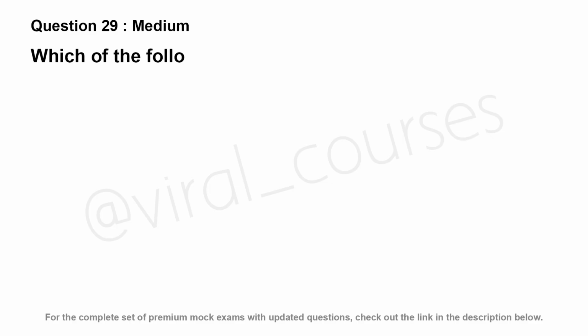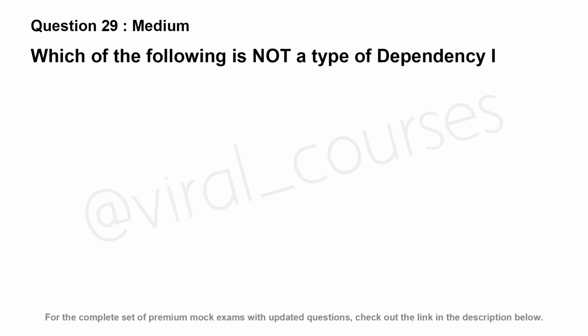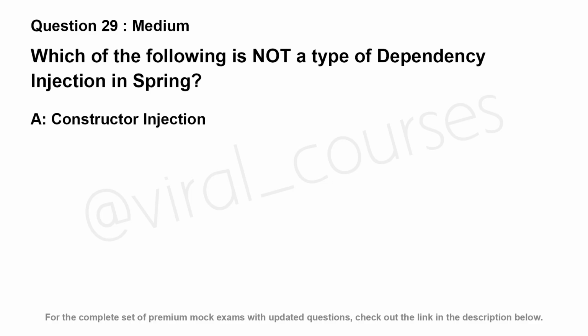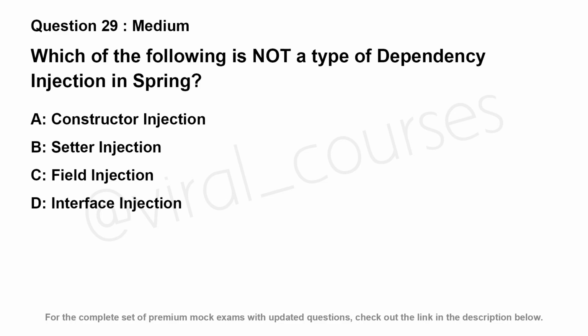Which of the following is not a type of dependency injection in Spring? Option A, constructor injection. Option B, setter injection. Option C, field injection. Option D, interface injection.